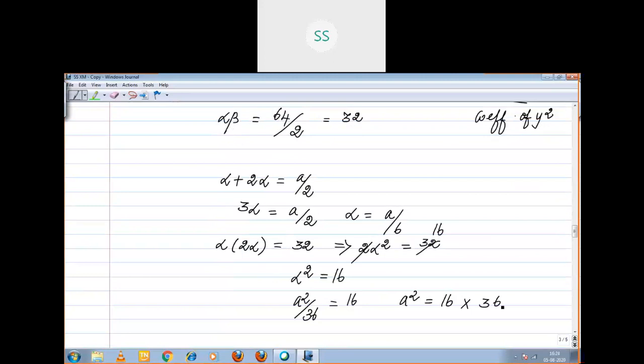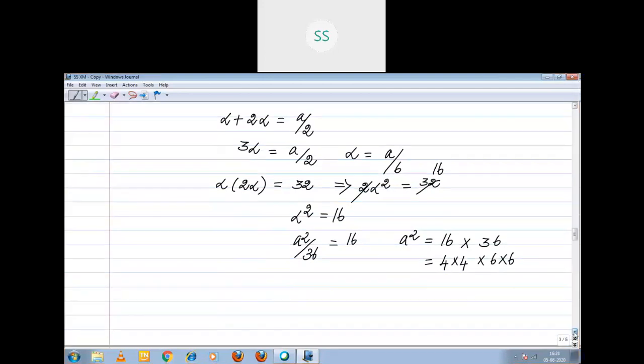You don't want to multiply; you have to expand and write. 16 can be written as 4 into 4, and 36 can be written as 6 into 6. Now you are going to take a square root. How can you take a square root? 2 times 4 is there, you have to consider as 1 time. So a equals plus or minus 4 into 6, which is equal to plus or minus 24. A equals 24, comma minus 24. Two values are there, right children?